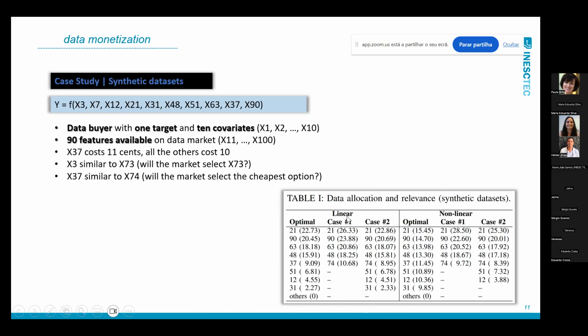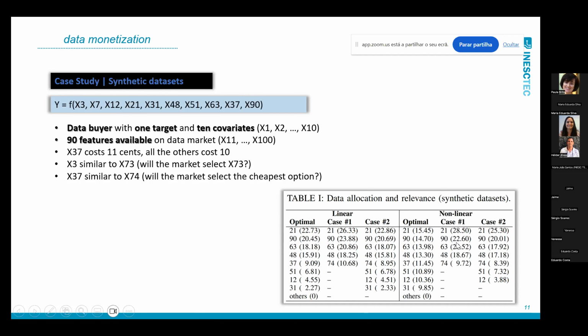And here is what happened when data is generated with a linear model. We see that the market was able to select correctly the 5 most relevant features, and between 37 and 74, it selected the 74. So it seems to work well for this case.